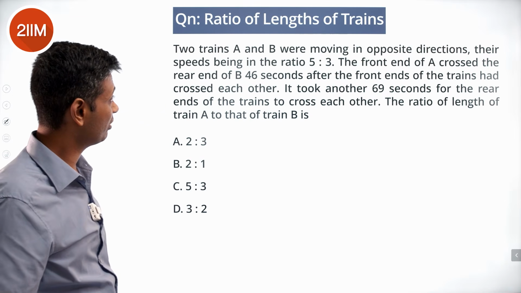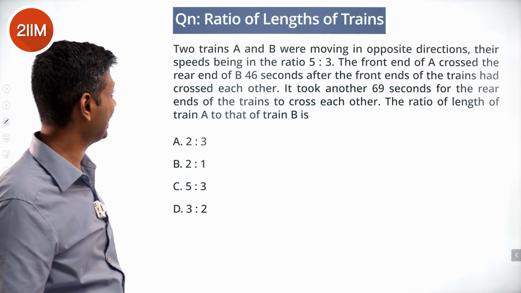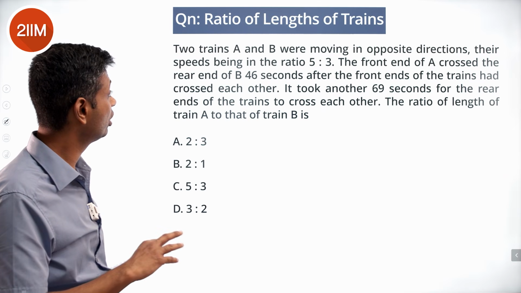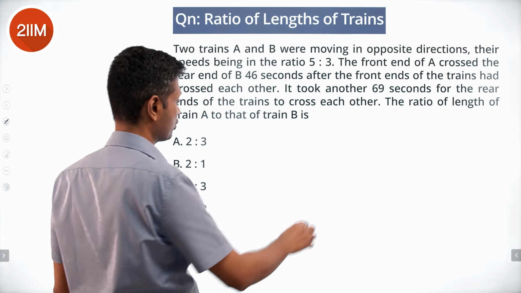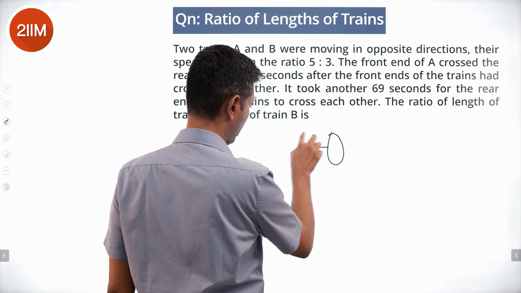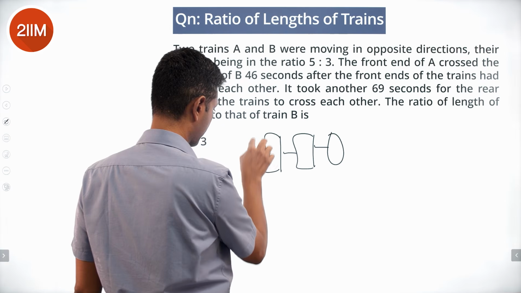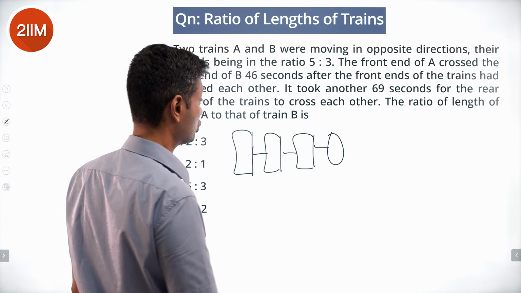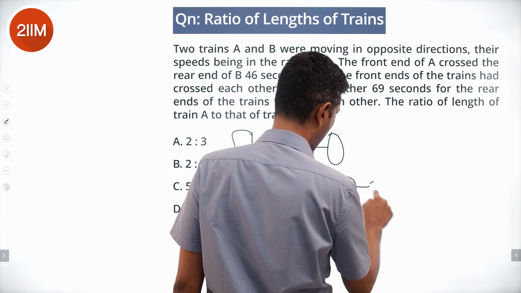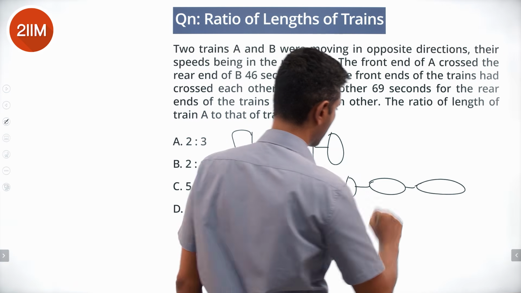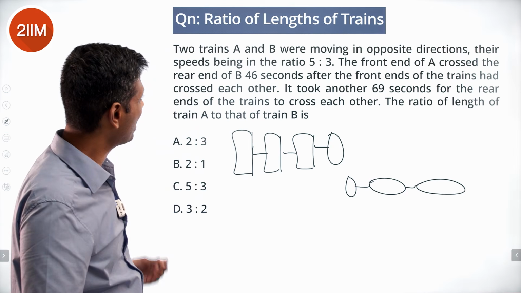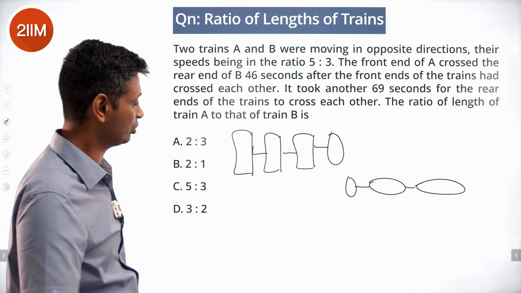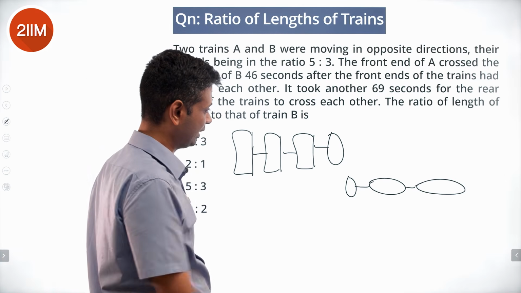Two trains A and B are moving in opposite directions, their speeds being in the ratio of 5:3. The front end of A crossed the rear end of B 46 seconds after the front ends of the trains had crossed each other. Very interesting. So let's say this is A, and A and B speeds are in the ratio of 5:3. Let's say this is B. Front end of A crosses the rear end of B 46 seconds later.